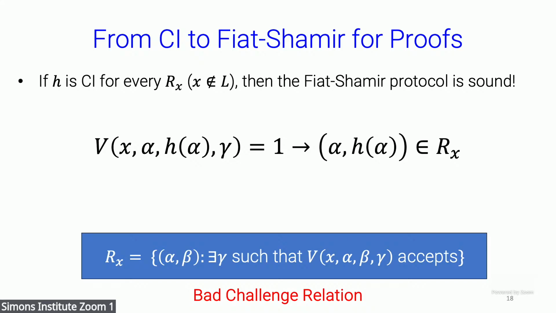I didn't say this, but the fact that the protocol is sound in the interactive setting exactly says that these relations are sparse. Right? It says for every first argument with high probability over the second argument, the pair does not belong to the relation. There does not exist a way to make the verifier accept.